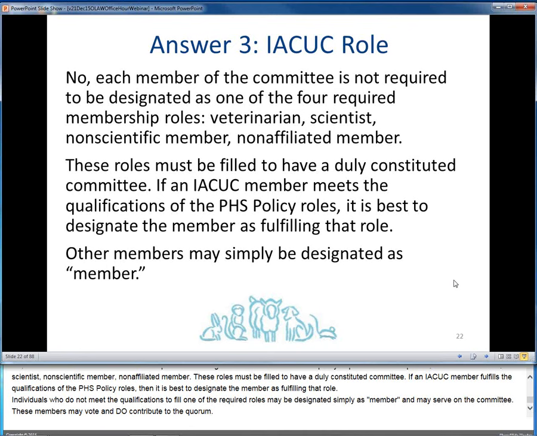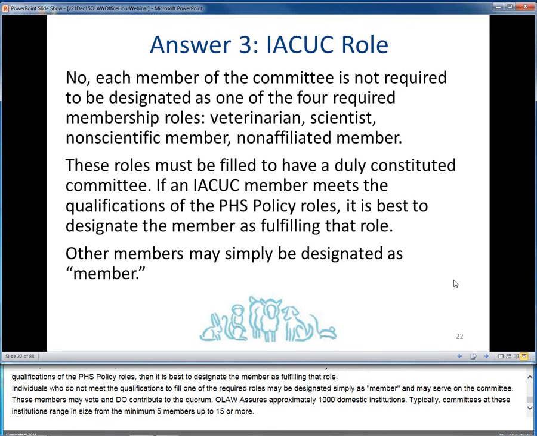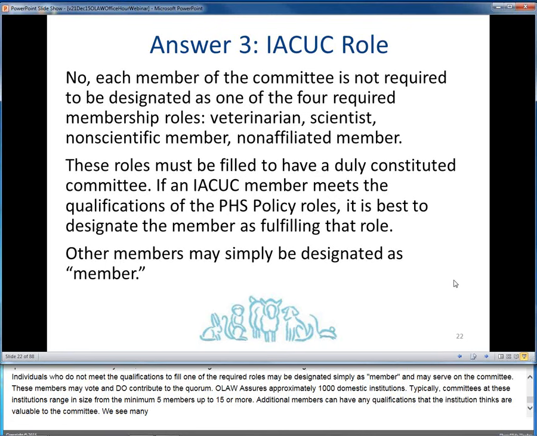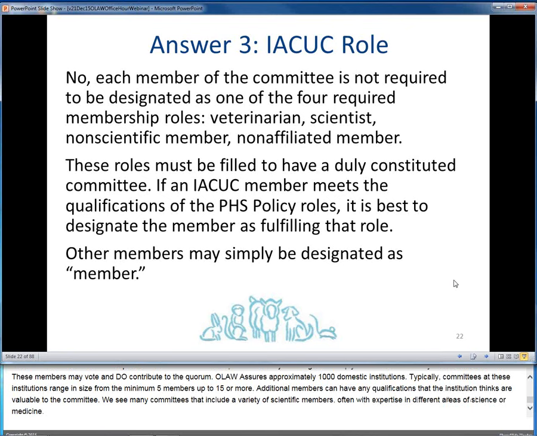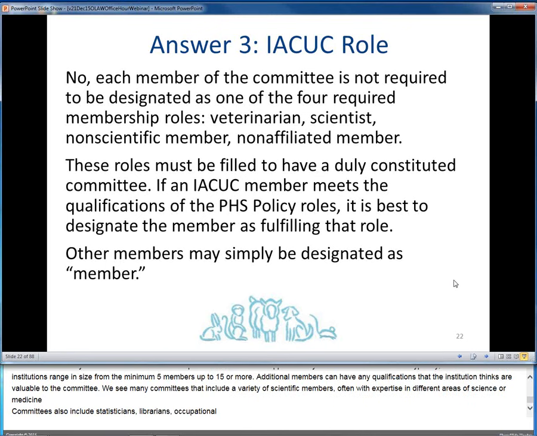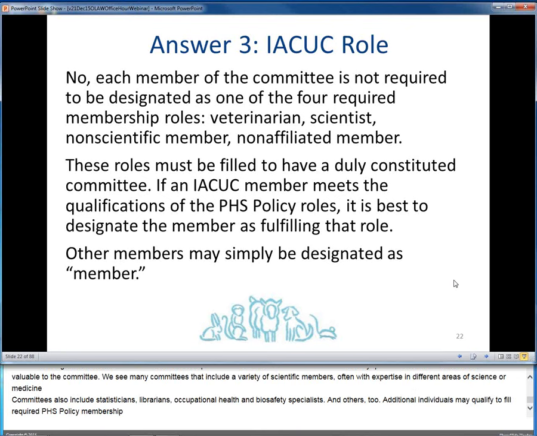OLAW assures approximately 1,000 domestic institutions. Typically, committees at these institutions range in size from the minimum 5 members up to 15 or more. Additional members can have qualifications that the institution thinks are valuable to the committee. We see many committees that include a variety of scientific members, often with expertise in different areas of science or medicine. Committees also include statisticians, librarians, occupational health and biosafety specialists, and others too. Additional individuals may qualify to fill required PHS policy membership roles, or they may bring other expertise to the committee and may be designated simply as member.